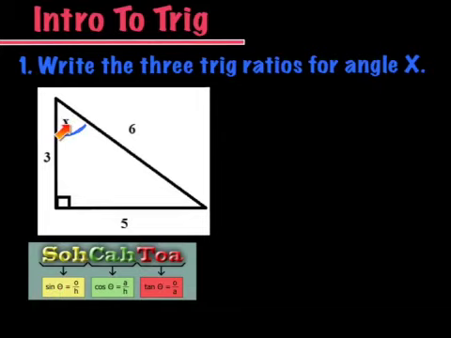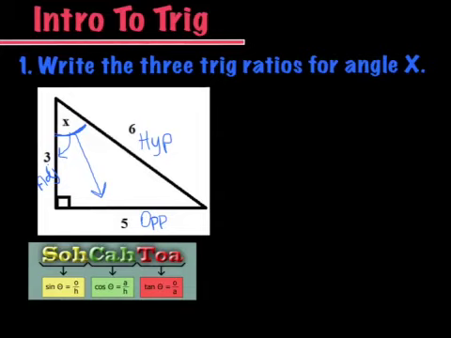So before you start writing your fractions, we need to label the opposite, adjacent, and hypotenuse. The hypotenuse is easy to find, right? It's across from the 90-degree angle. So this is going to be our hypotenuse. Opposite will be across from our angle. So this is going to be our opposite side. And then adjacent is right next to our angle. So this is going to be adjacent. I'll use ADJ for adjacent.